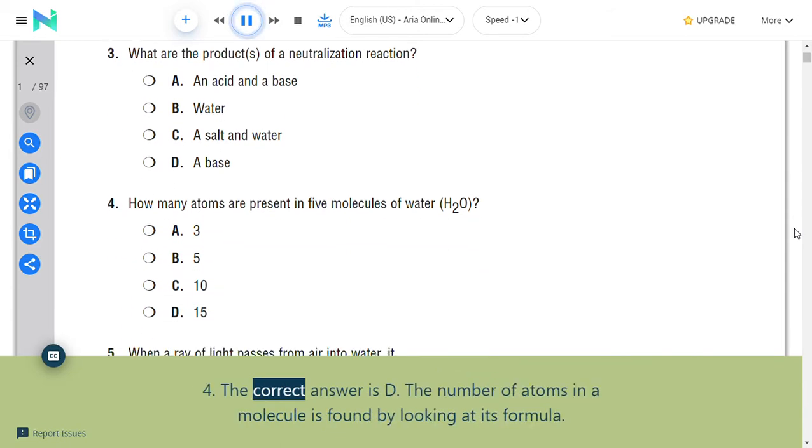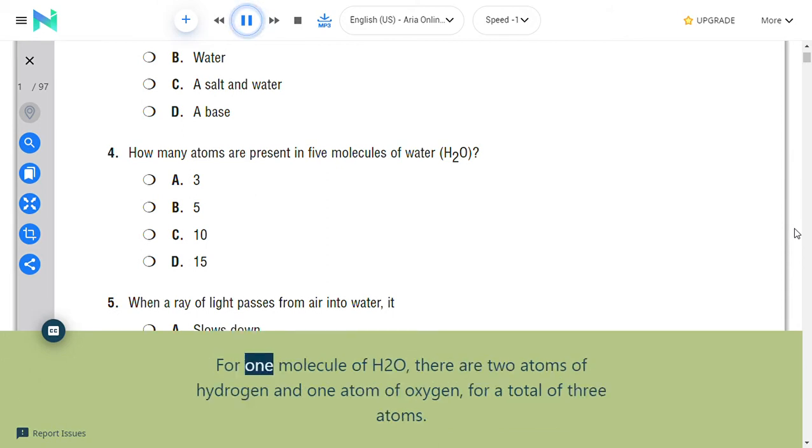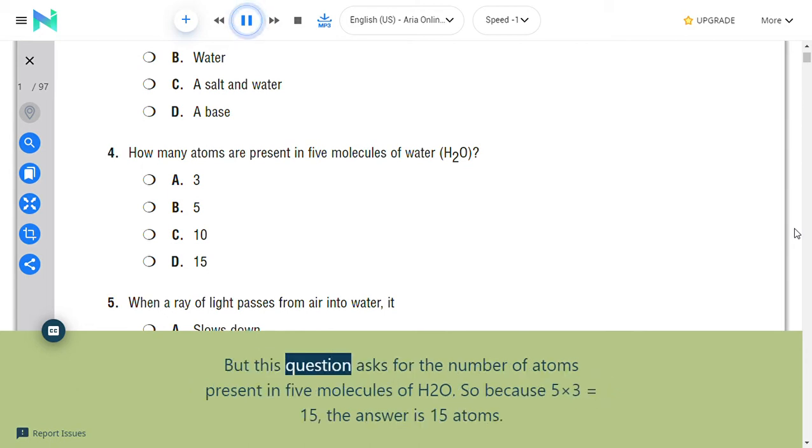4. The correct answer is D. The number of atoms in a molecule is found by looking at its formula. For one molecule of H2O, there are two atoms of hydrogen and one atom of oxygen, for a total of 3 atoms. But this question asks for the number of atoms present in 5 molecules of H2O. So because 5 times 3 is equal to 15, the answer is 15 atoms.